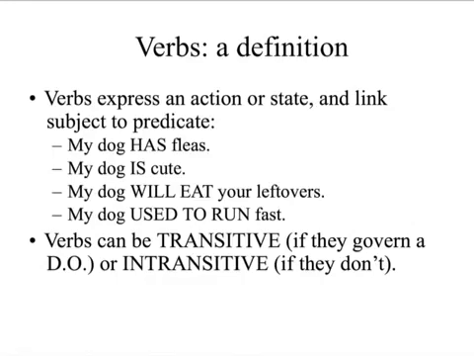Another important thing to remember is that verbs can be transitive if they govern a direct object, as in my dog has fleas. Fleas are the direct object of the verb has. Or they can be intransitive. My dog is. Verbs of being, many verbs of motion are not going to ever take a direct object, so they're called intransitive.